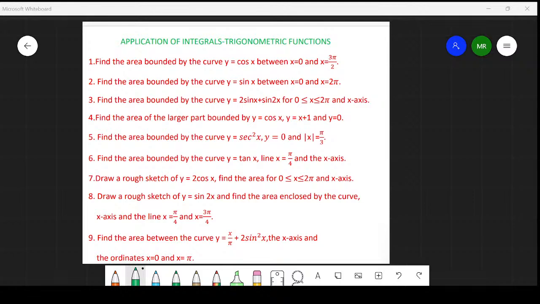Today I am going to explain application of integrals in trigonometric functions. In the previous sessions, I have done three videos. One is application of integrals with modulus functions. Second, application of integrals with parabola, and another one, application of integrals of parabola with line. Now, application of integrals especially with trigonometric functions.